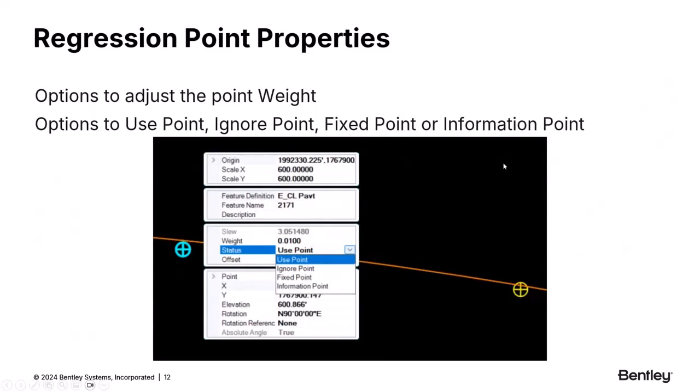And also when the regression points are created, there are some properties, so you can further make some adjustments if you need to. There's some options to adjust the weight of the point, some options to use the point, so actually use it in the regression. You have options to ignore the point if you don't want to use a set of points, or just want to throw a point out from the regression analysis, you can do that by saying ignore point. The option is to fix a point, or you can have an option to just flag it as an informational type of point. So that's all available in the properties after the points have been created. Okay, so just want to point that out.